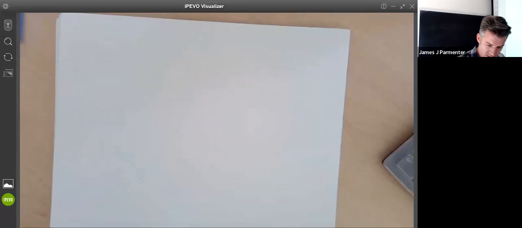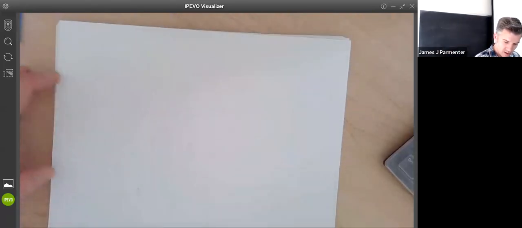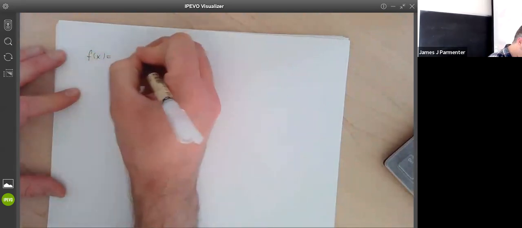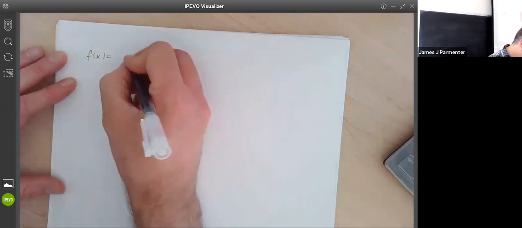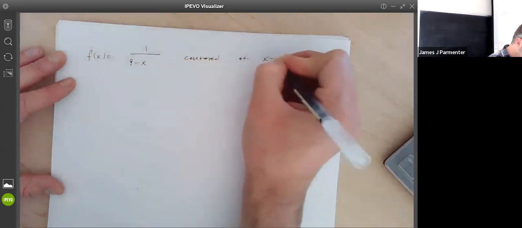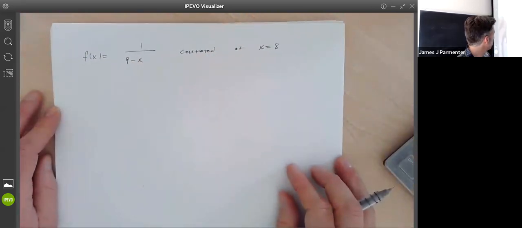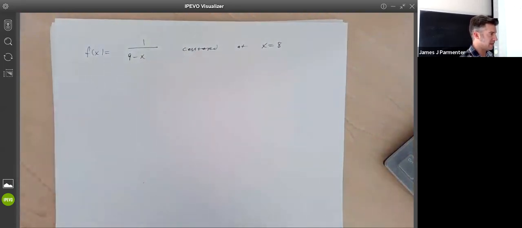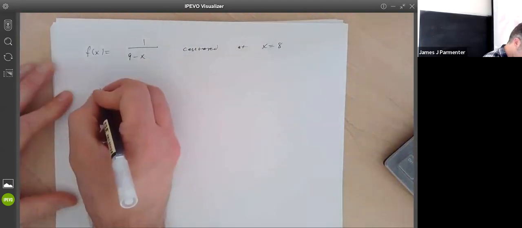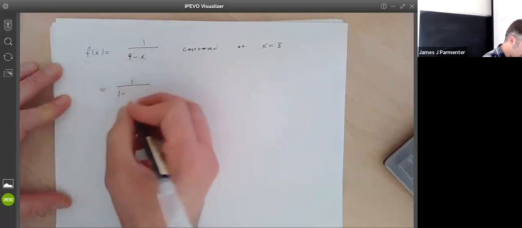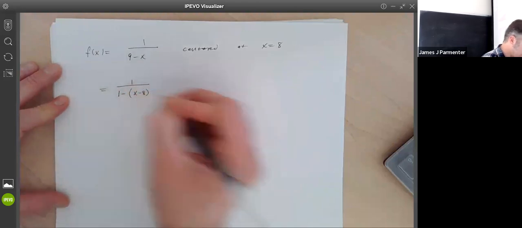So this problem is phrased in two ways. Use a Taylor series to find the following: f of x equals 1 over, let me change it a little bit, 9 minus x, centered at x equals 8. If I want to center this at x equals 8, I would really like there to be an x minus 8 in there. Also, I'd really like to have a 1 over 1 minus something. But those are both going to give me exactly what I want. I can write this as 1 over 1 minus (x minus 8).